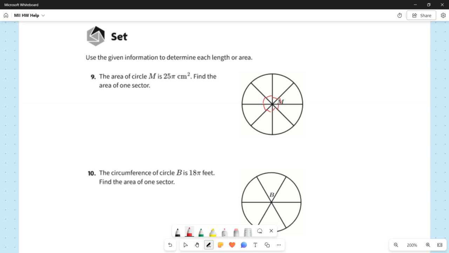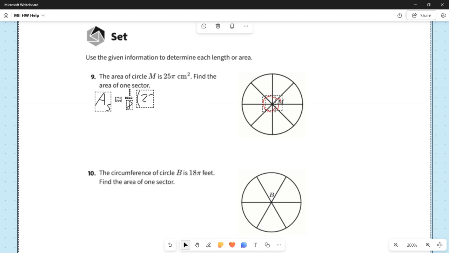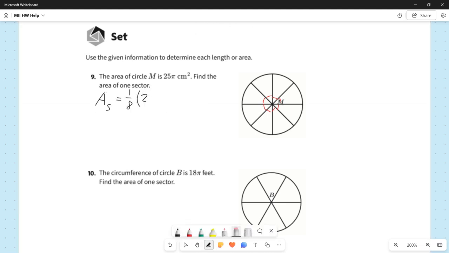And because we are told the area of the whole circle, all we need to do for number 9 is say the area of one sector is going to be 1/8 of the entire circle. And we are told that the area of the entire circle is 25 pi. And we don't need the cm squared until the very end, so we'll just ignore the units for a second here. This is our answer. So now it just comes down to how do we express this?